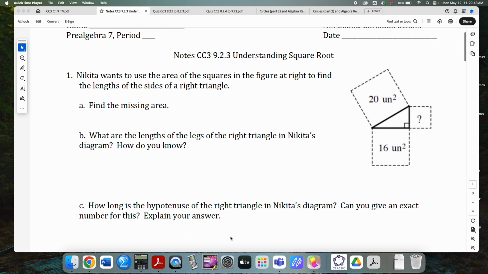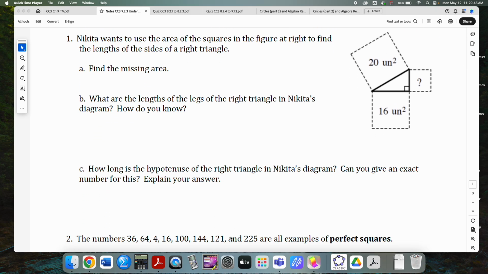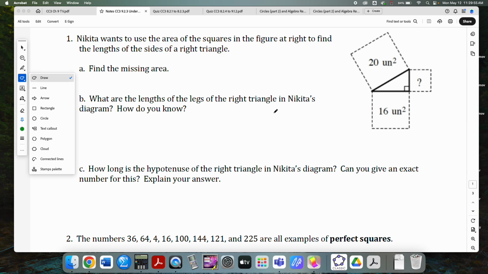So here at the beginning, Nikita wants to use the area of the squares in the figure to find the lengths of the sides of the triangle. So first of all, the missing area. The missing area is this part. What is this missing area? What's the area? 4 square units. So that missing area is 4 square units.